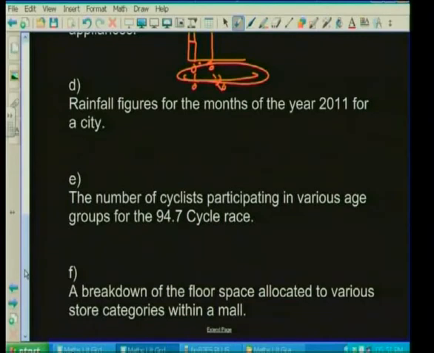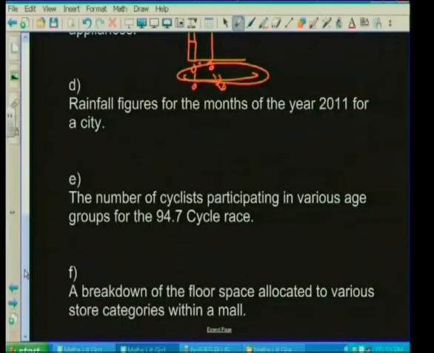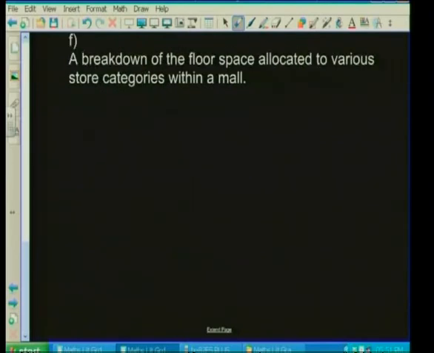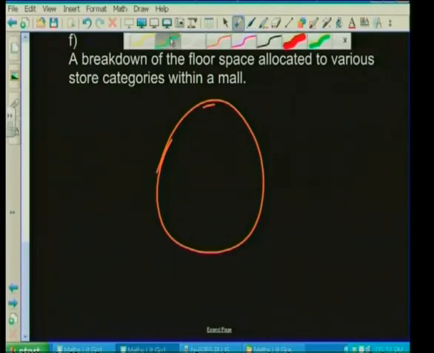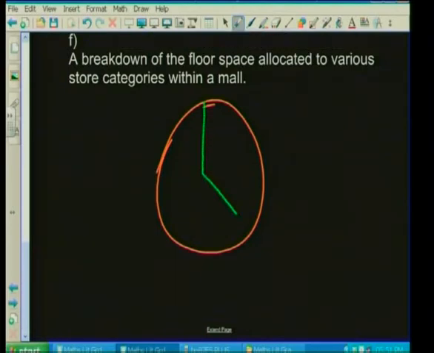Here's a nice one. The cyclists participating in various age groups for the 2004 7 cycle race. Well, that would be a nice one to do in bars. Okay? Or a breakdown of the floor space allocated to various store categories within a mall. So we could say, right, here's our entire mall. Of that mall, we're going to make a whack of it belong to restaurants.